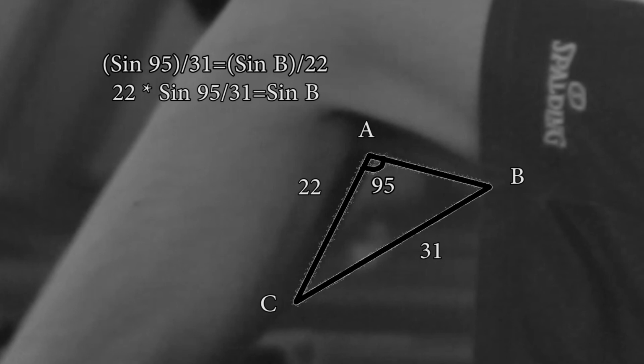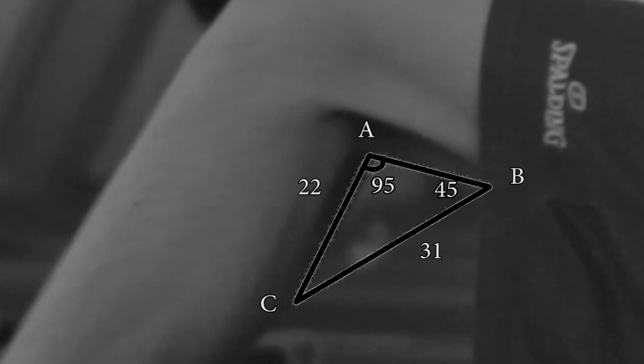Now, once we get to this point, the only thing that we have left to do is take the inverse sine of whatever we get on the left, and we will come up with B. And after we've done that, we discover that B is equal to 45 degrees. The next thing to do is to subtract 95 and 45 from 180, because that is the total measure of the angles of the triangle, and we will come up with the fact that C is equal to 40 degrees.